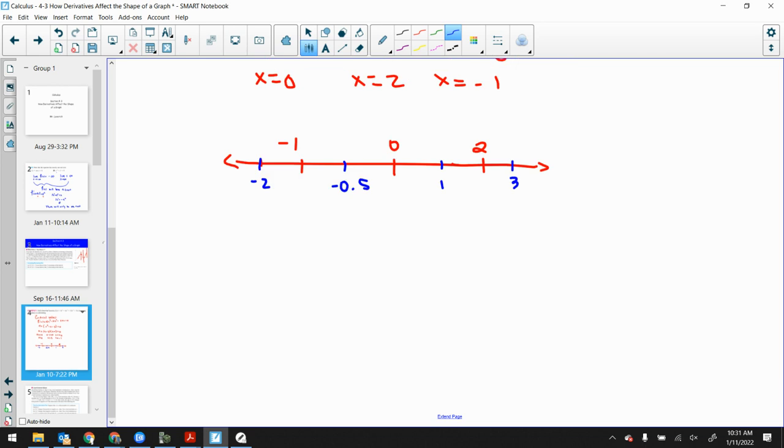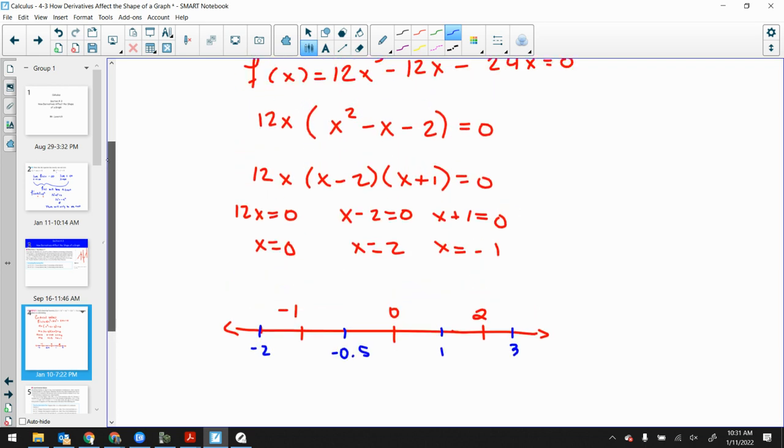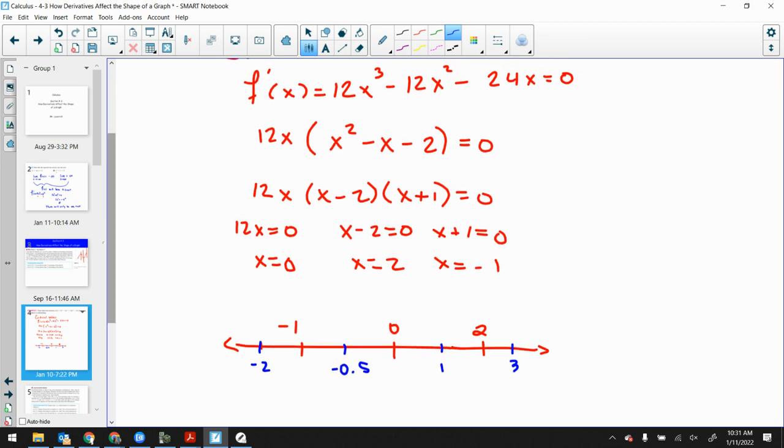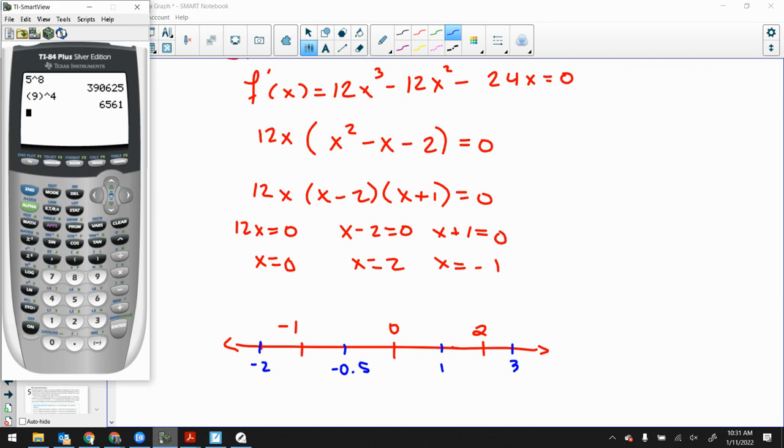Now what I do is run that through the derivative. Again, you're going back into the derivative, because the derivative is going to tell you the slope of the line. So let's see what happens when I plug in negative 2. 12 times negative 2 to the third power minus 12 times negative 2 squared minus 24 times negative 2.